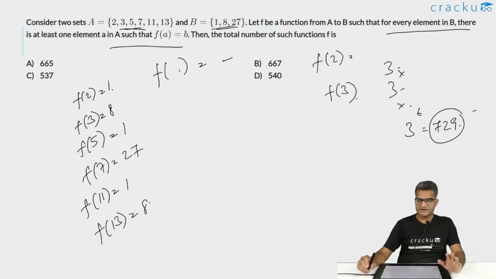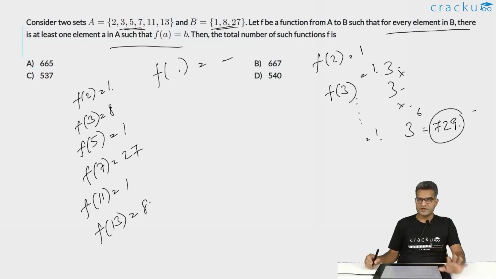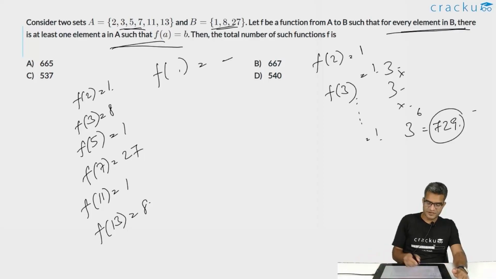But in these 729 variations, there will be some variations where one of 1, 8 and 27 is not represented. For example, one will be where say f of 2 is equal to 1, f of 3 is equal to 1 and f of all of them is equal to 1. But that is not a valid representation in this particular question because for every element of B, there should be at least one element in A.